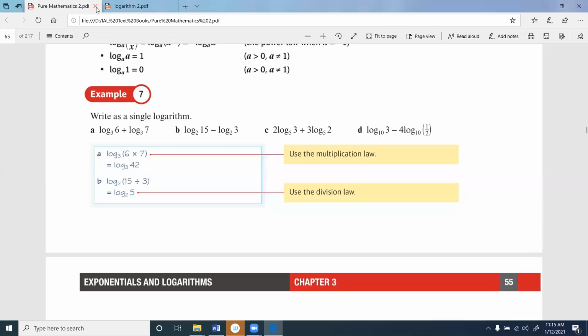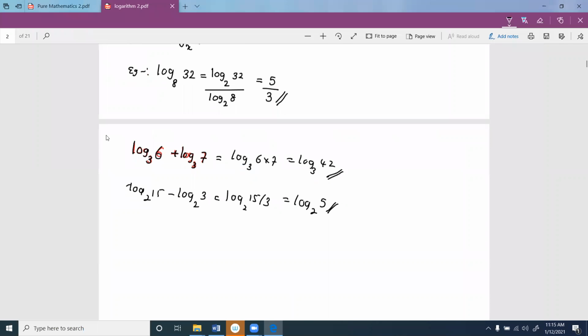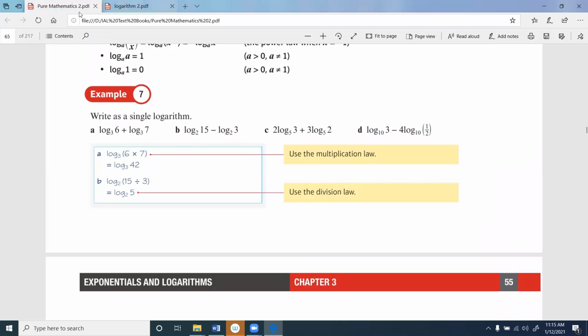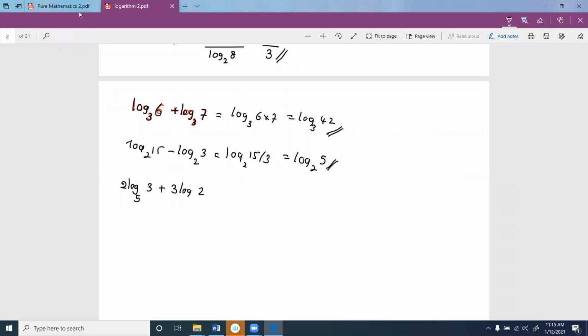Right. Now 2 log 3 plus 3 log 2. The base given is 5. Initially I can take this 2 in and write it as a power: log base 5 of 3 to the power 2, plus this one, I can bring this 3 down and write log base 5 of 2 to the power 3. So this answer becomes log base 5 of 3 squared times 2 cubed, and you can obtain this answer, right?